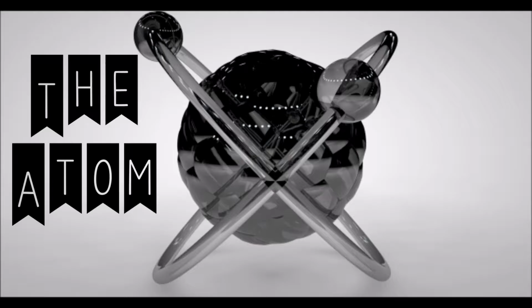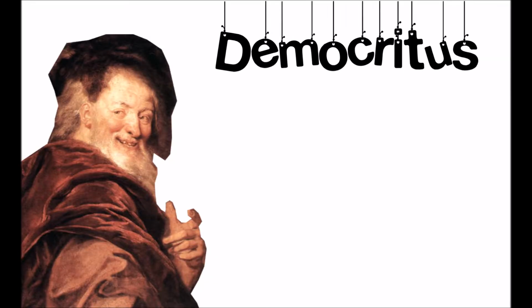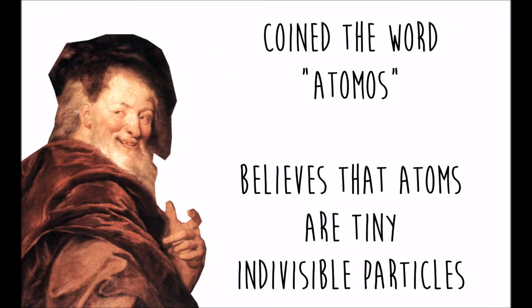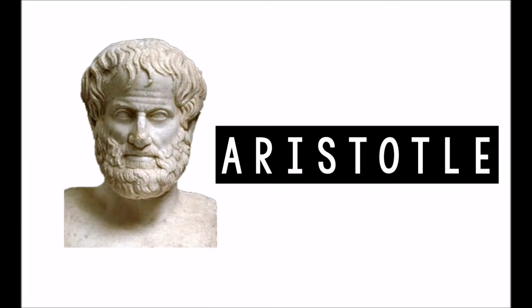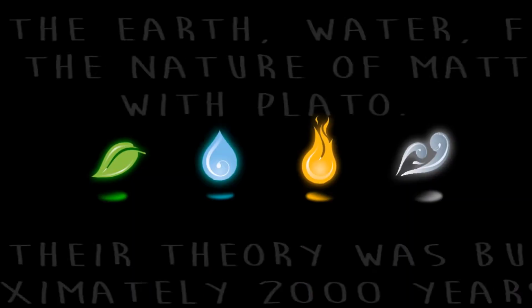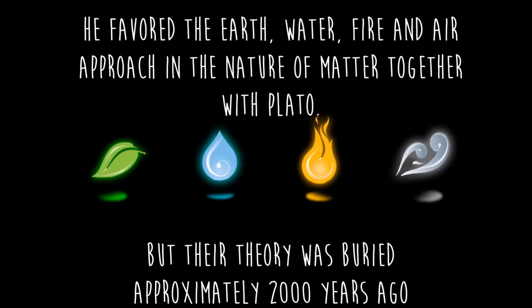This image is a popular icon of the atom, but it only vaguely represents our current model of what the atom looks like. First, we're going to travel back a little over 2,000 years ago. Democritus, a Greek philosopher, coined the word atomos, which means not to be cut. He also believed that atoms are tiny indivisible particles, infinite in number and continuously moving. Also, Aristotle, another Greek philosopher, favored the earth, water, fire, and air approach in the nature of matter together with Plato. But their theory was burned approximately 2,000 years ago.